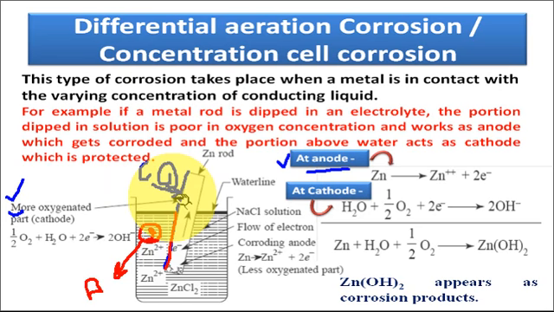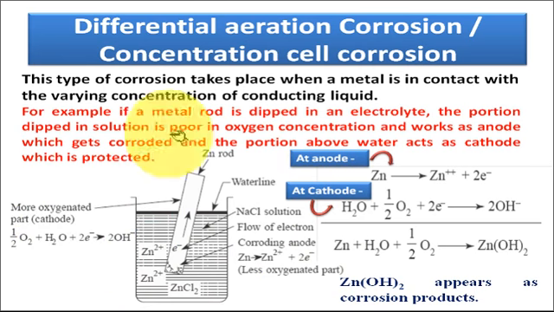So due to varying concentration of oxygen, the metal surface becomes chemically non-uniform and anodic and cathodic areas are formed at the metal surface. The poorly oxygenated part behaves as the anode, while the more oxygenated part behaves as the cathode. Clear? So a single metal is in contact with different concentrations of oxygen.